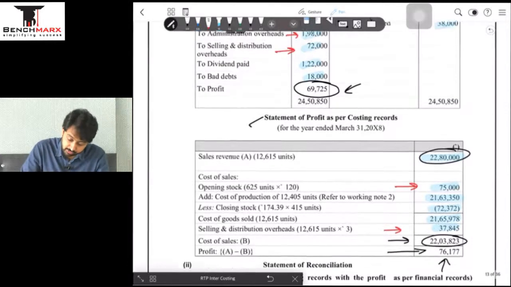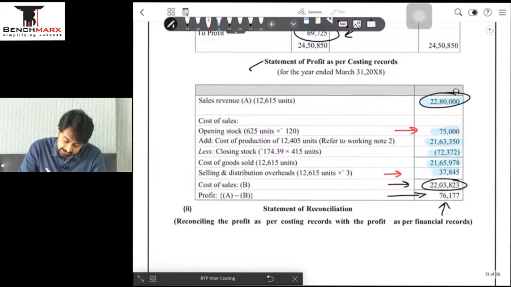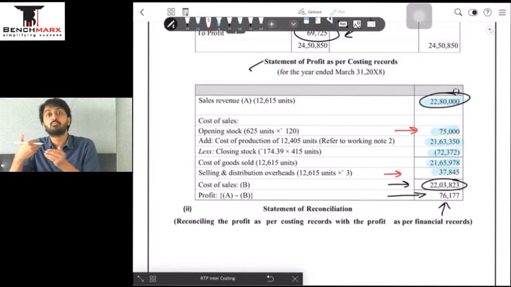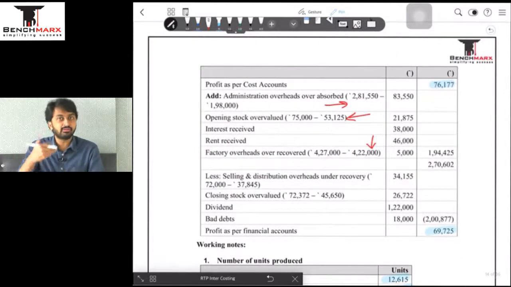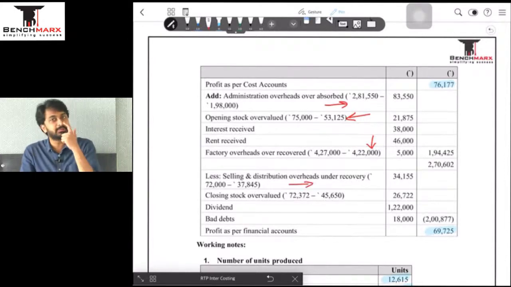Oh, what figure did I see? Okay, so S&D expense is 72 as per finance, and S&D is 37 as per cost. So expense is less in cost. I think I had seen some other figure. The S&D is less in cost, which means the expense is less in cost. If the expense is less in cost, it means the profits are more in cost. If profits are more in cost, that means 76 is more. That means we are traveling from more to less. That means I will subtract the S&D expense as well.